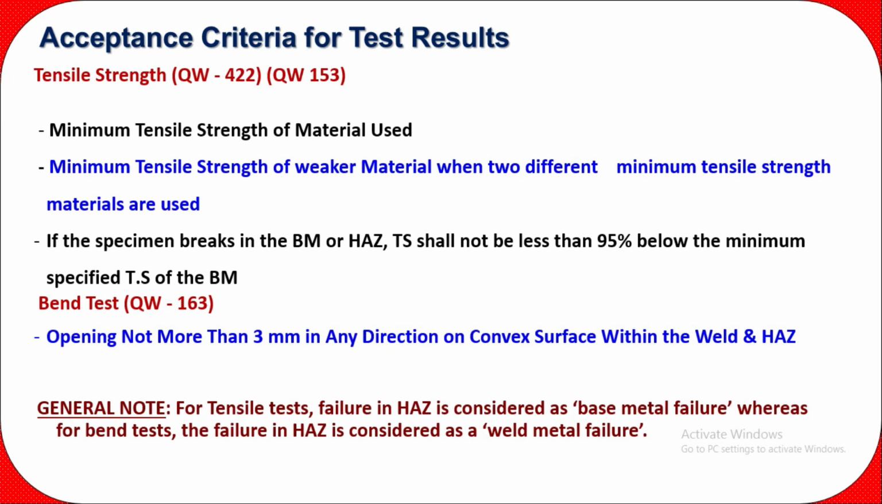General note: for tensile test, failure in HAZ is considered as base metal failure. If in the tensile test you see a failure in the HAZ area, it means base metal failure. Whereas in the bend test, failure in the HAZ is considered as weld metal failure. Means it is totally different. So this is a very important general note you have to remember.